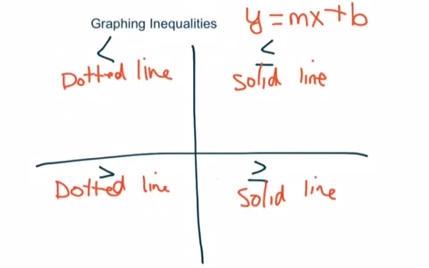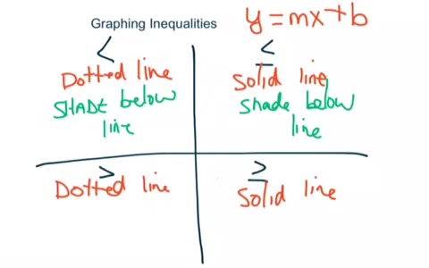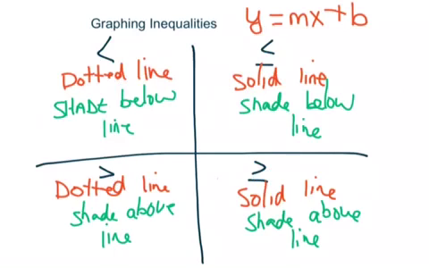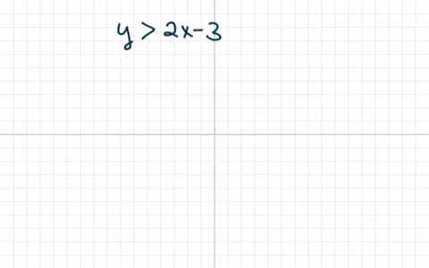For y equals mx plus b, if it's less than or if it's less than or equal to, we're going to be shading below the line, whether the line is dotted or solid. But if it's greater than or equal to, we're going to be shading above the line. Note that that is only true if the y is by itself. So doing an example, y is greater than 2x minus 3.